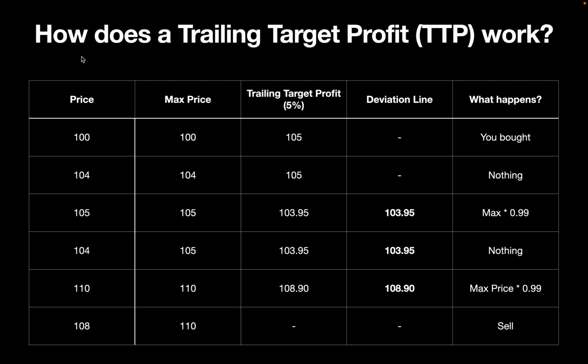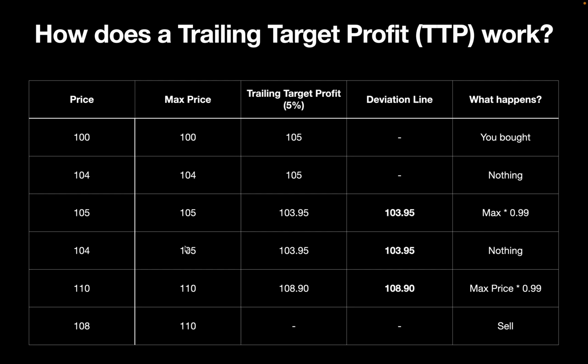In the next row, you see that the price is dropping, but the TTP is not changing and stays at 103.95, which is simply the max times 0.99 here, same value. By the way, the TTP and the deviation line is the exact same. I just want to make this more clear that the deviation line needs to be activated first. So important to understand is the deviation line can only adjust to higher price levels, never to lower price levels. And it is climbing only when you have a new maximum price.